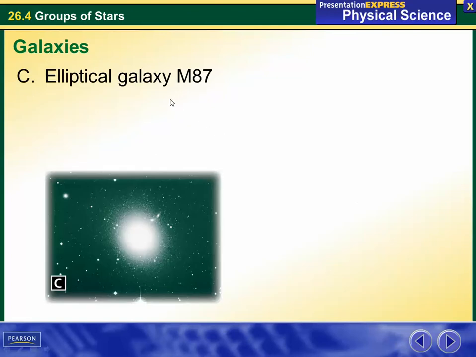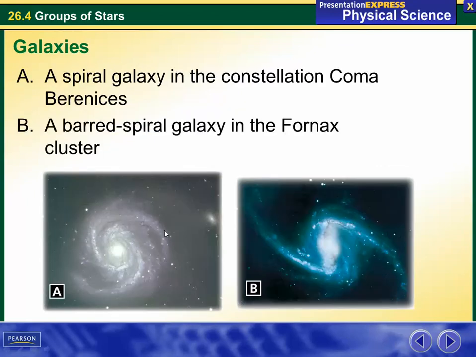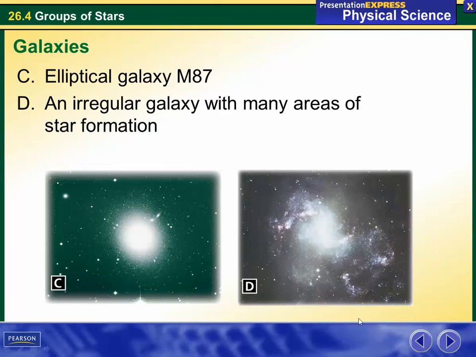And then we have the elliptical galaxy, again, more of a circle, oval type shape. And then we have our irregular galaxy. Again, there's many areas of star formation, which probably gives its irregular shape. Again, this one almost looks like it could be similar to possibly our spiral galaxy right here, but you can definitely see that there's clusters kind of all over the place and no real regular pattern there.